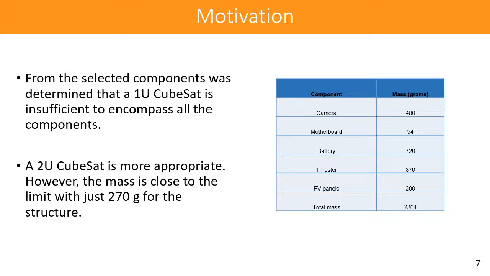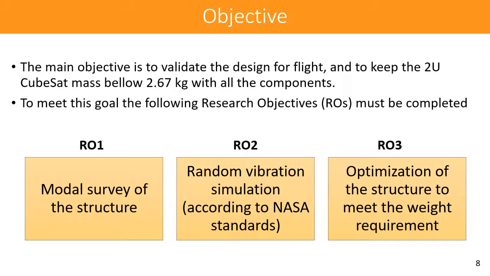Also, it was obvious that a 1-unit CubeSat is not enough for these components in terms of mass and volume. So I decided to use a 2-unit CubeSat geometry for this project. The main objective is to validate a 2-unit CubeSat for flight and to keep the mass below 2.67 kilograms, including all the components that I listed previously.